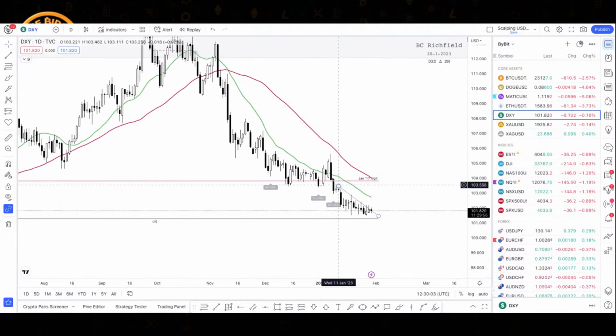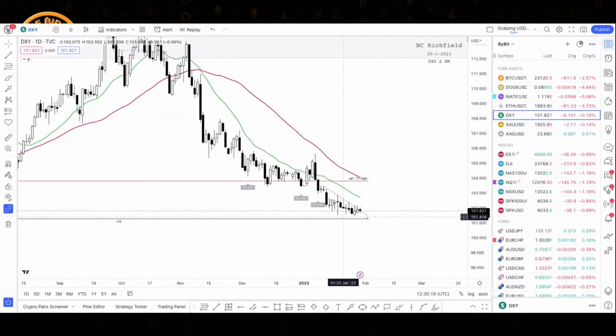I've been saying for quite a while, I expected when we finally lost this move and broke down that this is where the DXY would come. So when we come into this area, I would expect some kind of reaction, and anything bullish on the dollar index is typically bad for risk. So keep that in mind.